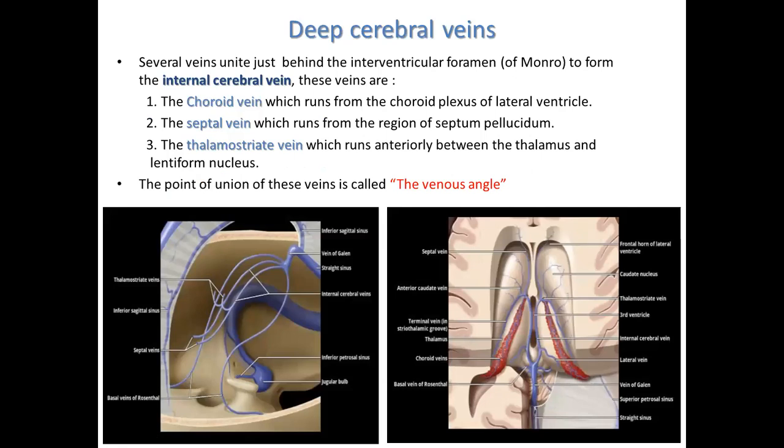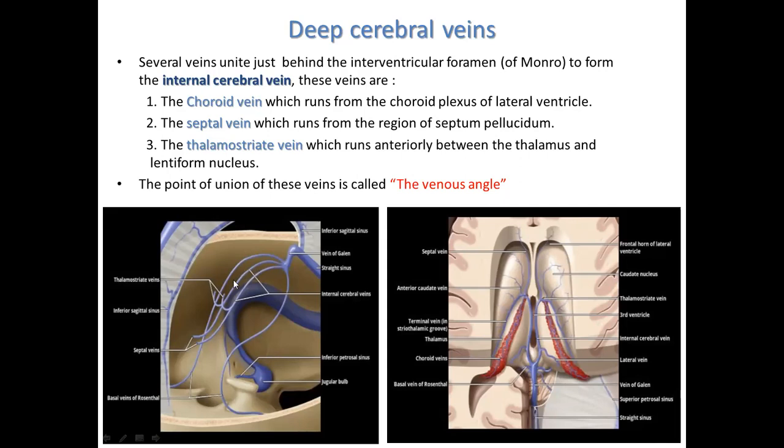The deep cerebral veins, which are the third group of venous drainage, have 3 main veins. The internal cerebral veins, which are 2 veins, 1 on each side. The basal vein of Rosenthal, also 2 veins, 1 on each side, this is one and this is the other. And the great cerebral vein of Galen, here, short.